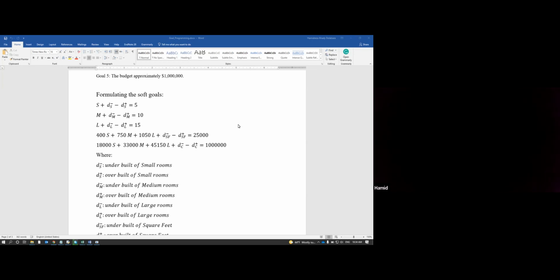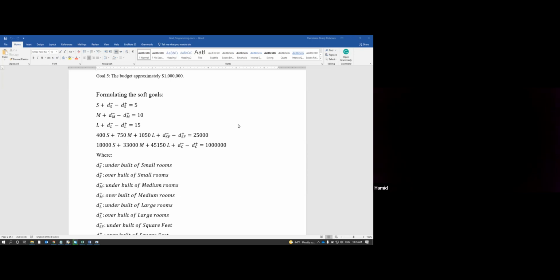What if you have overbuilt? If you have overbuilt, you don't have DS minus. So let's say you end up making 7 small rooms. So S would be 7, DS plus would be 2. So 7 minus 2 is 5. Because if you make 7 small rooms, it means you have 2 overbuilt. DS minus would be 0, DS plus would be 2. 7 minus 2 is 5.